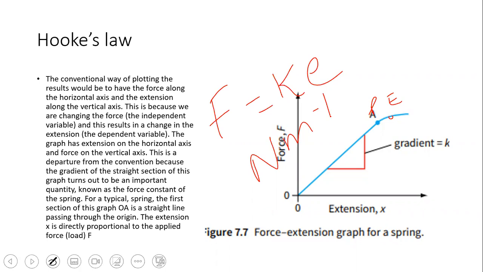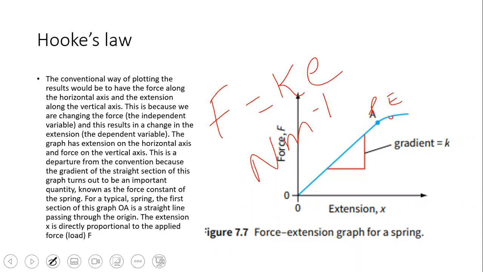The gradient of your force extension graph is going to give you the value of your K, which is going to be known as your spring constant. So these are certain pieces of information that we can go ahead and deduce from our force extension graph and from our Hooke's law. Any confusion so far? Does anybody want to ask anything?